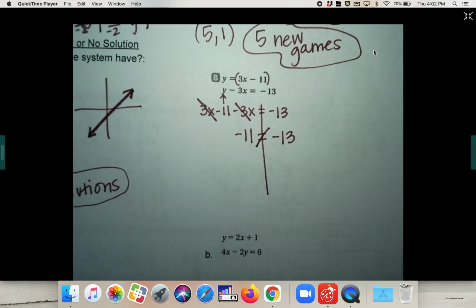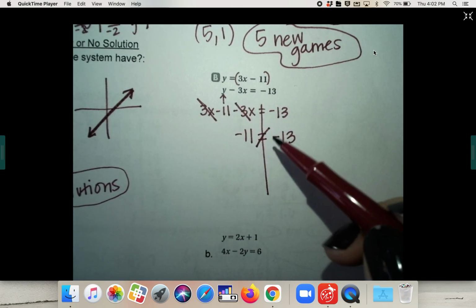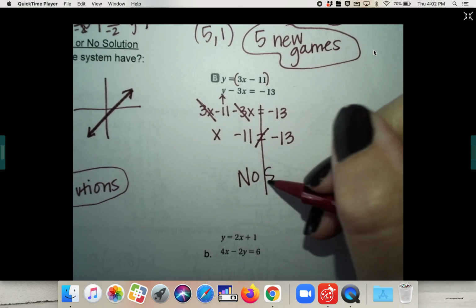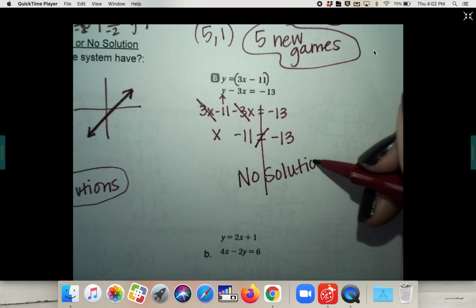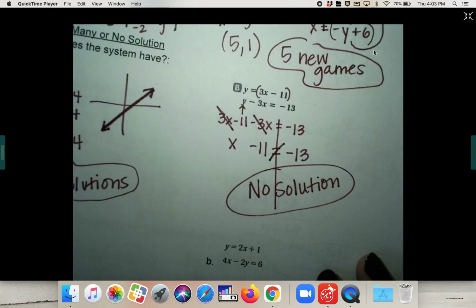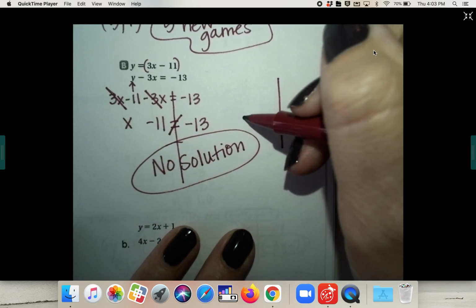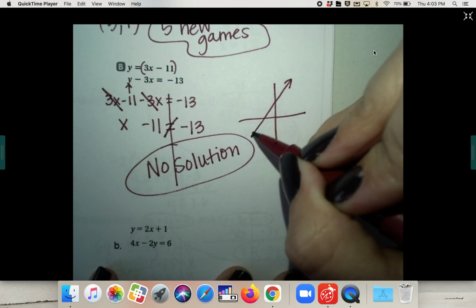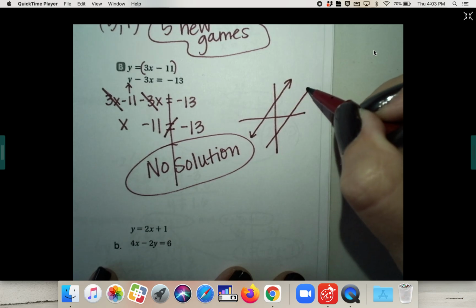So when this happens, when the variables cancel out and you're left with a false statement, that means there's no possible solution. No solution will ever work for these equations. So what that looks like on a graph, quick review of yesterday: if you have no solution, that means two lines will never intersect. That means they would be parallel.